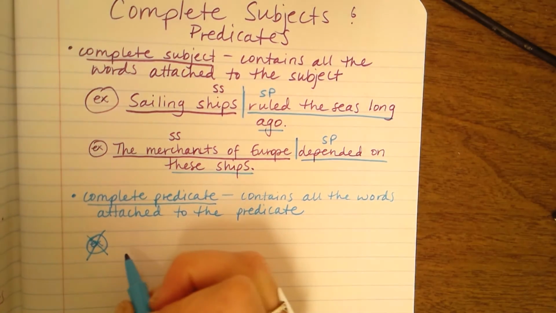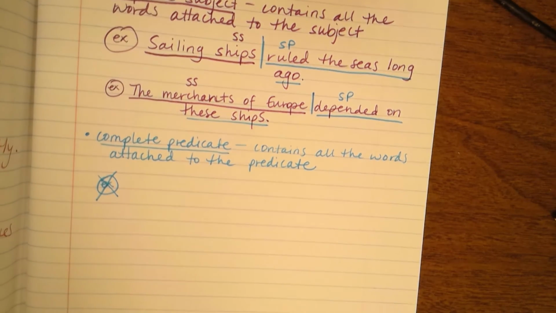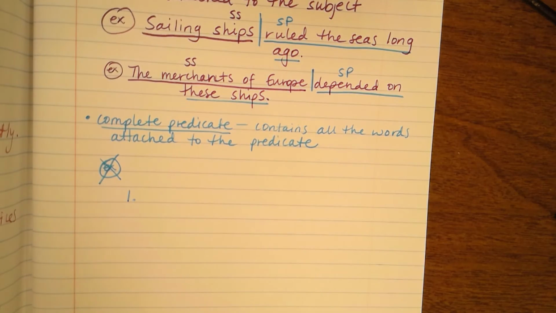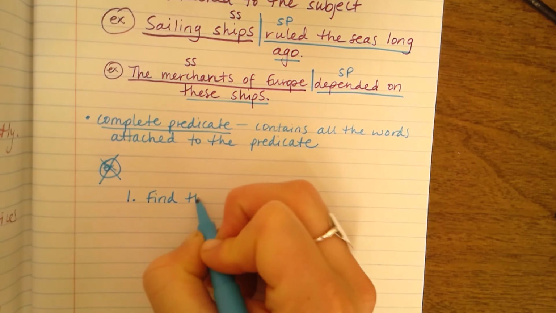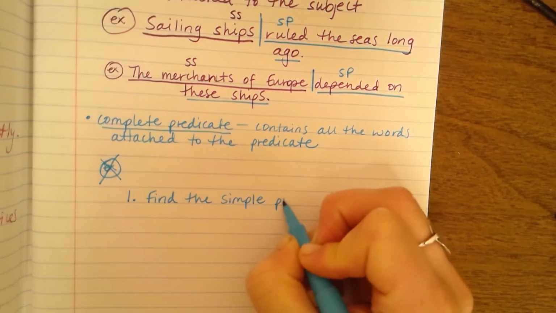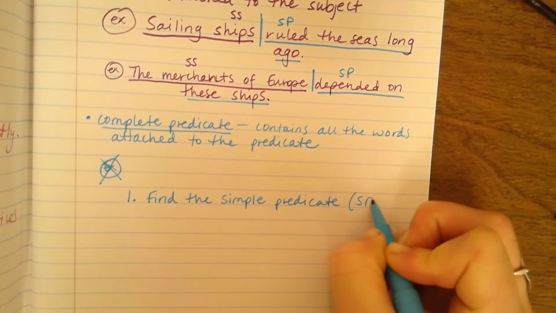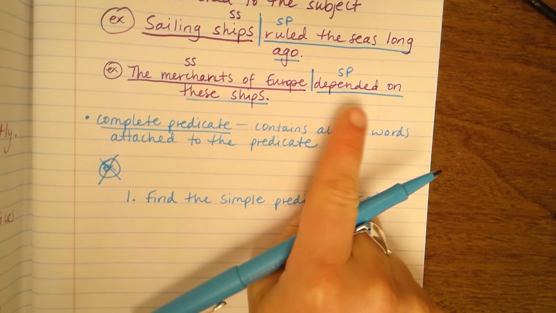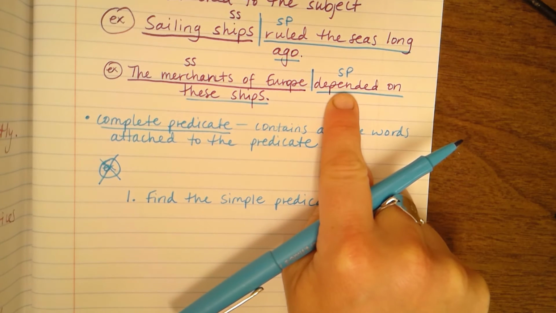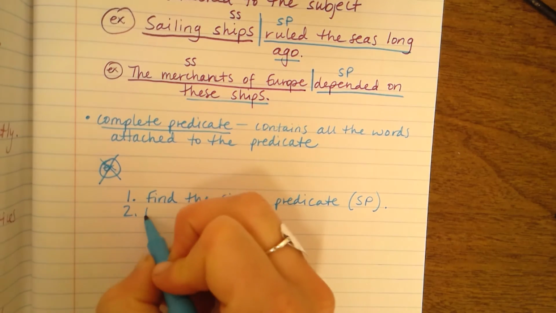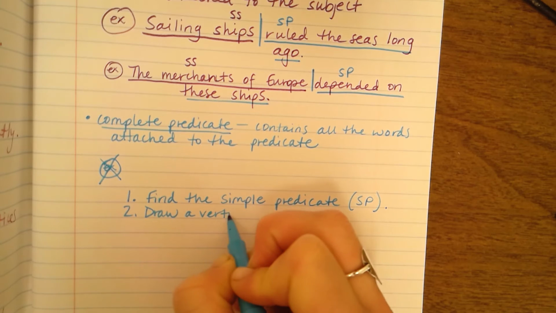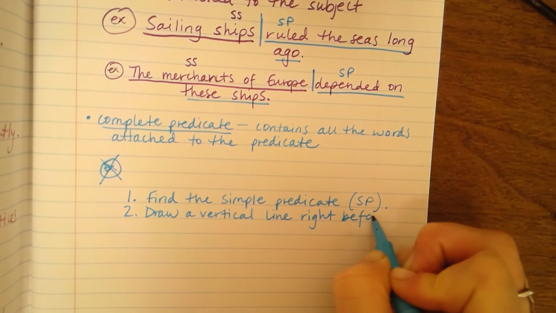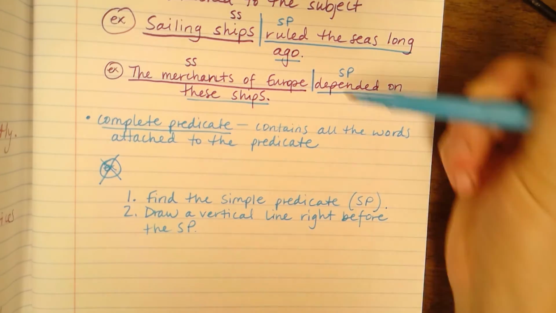Okay, so let's write some rules down below here. If you're stuck or you're having trouble figuring out the complete subject, the complete predicate, here's what I would do. Number 1, find the simple predicate. I'll put SP as an example. Okay, that's going to be the first thing you do. So in this sentence here, the merchants of Europe depended on these ships. We found our simple predicate, we labeled it. Then, step number 2, draw a vertical line right before the SP. So draw your vertical line right before your SP.